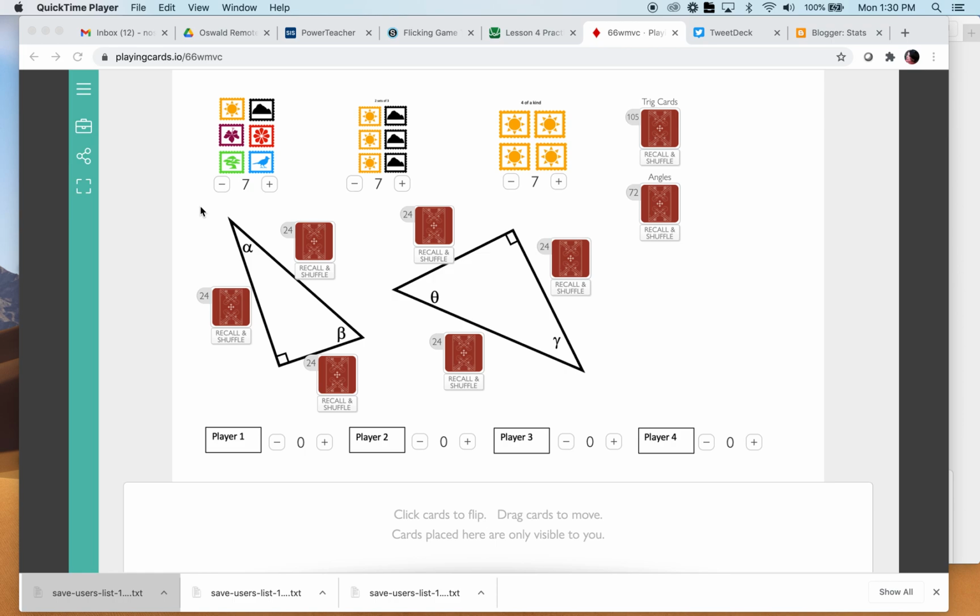Hi there, everyone. So I wanted to create a game to help students with right triangle trigonometry. What I found was that students could tell me that sine was opposite over hypotenuse and so on and so forth, but to actually identify what side was opposite of that angle or adjacent or the hypotenuse, that's where they started to get into trouble. So I created this game to help them practice that.